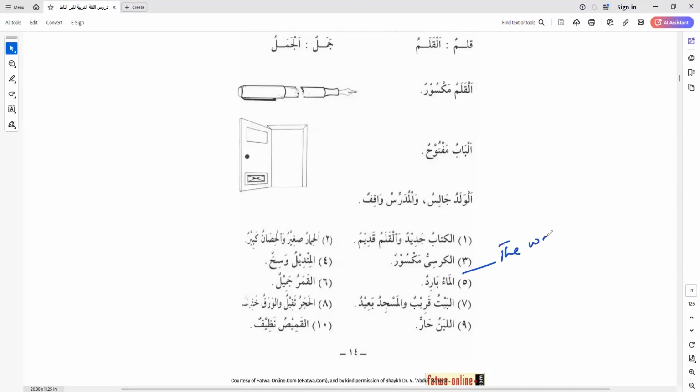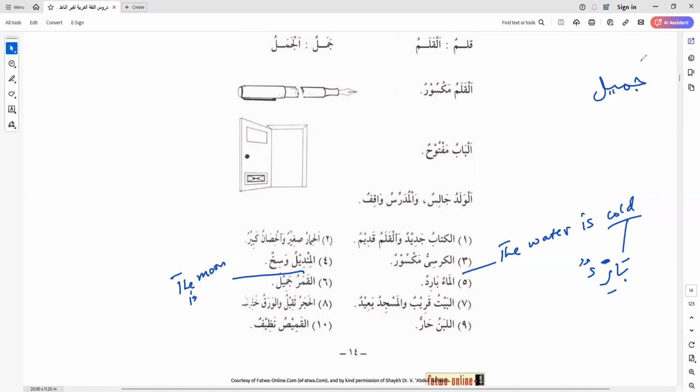الماء, water, is cold. So in Arabic, when something is cold, we say baridun. Baridun is cold. Al-qamar is the moon. And what are we describing the moon? We are saying it is jamilun, beautiful.